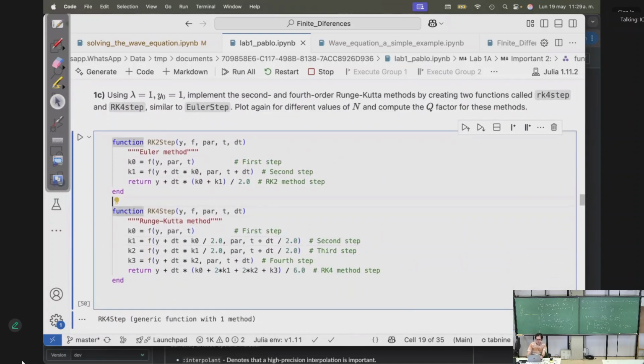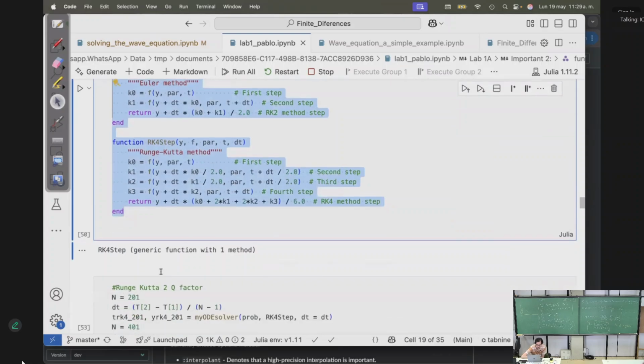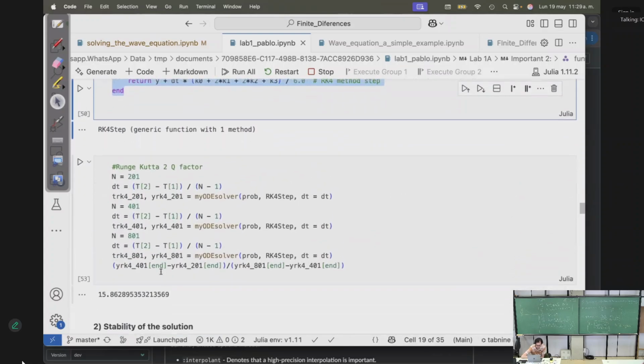In Runge-Kutta 2 steps, we have to define the constants k0 and k1 that we saw previously, and do the update. And in Runge-Kutta 4, we have to define 4 constants, k0, k1, k2, and k3, and then do this operation to do 1 Runge-Kutta step as we have seen before. Okay. So once you have implemented this method, we want to evolve and calculate the Q.